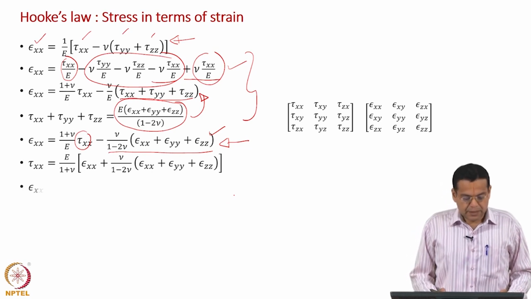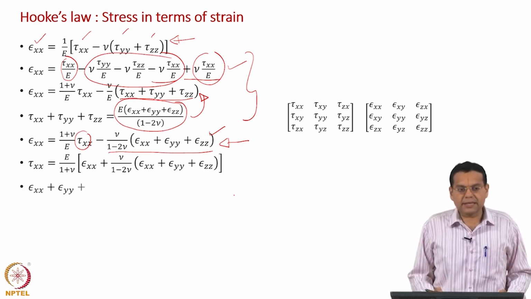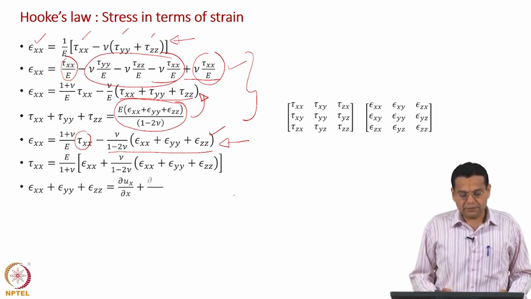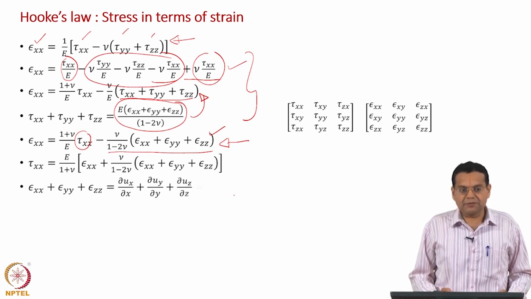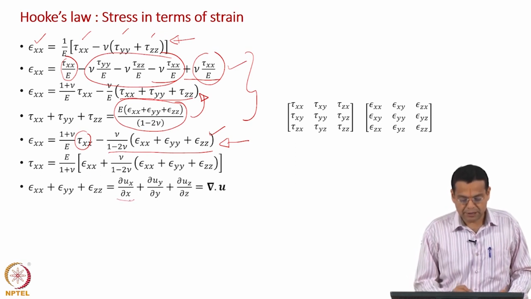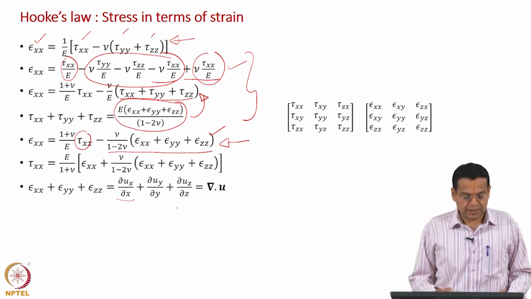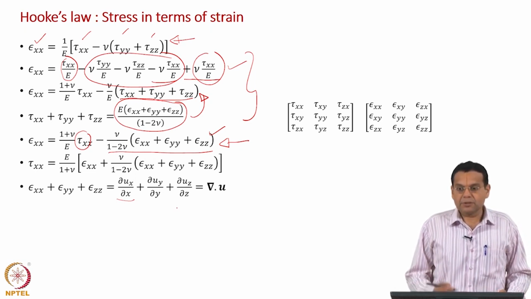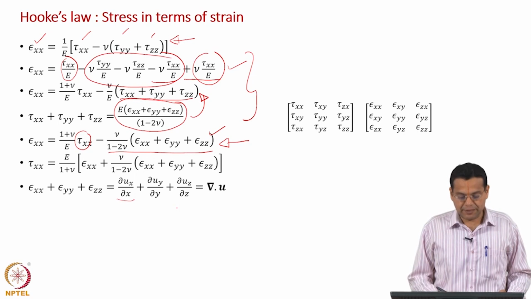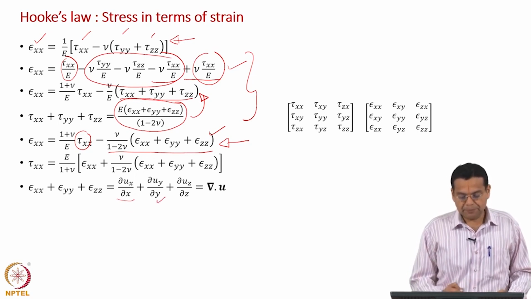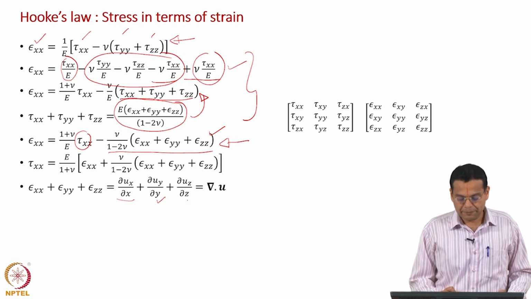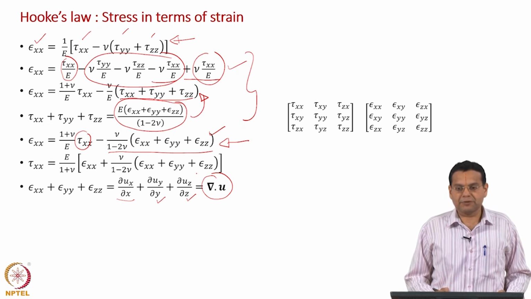Now, this sum of normal strains we can express in terms of the gradients of the displacement field. We can express it as ∂ux/∂x. Remember, we related normal strain to the gradients of the displacement field. So, epsilon xx is ∂ux/∂x, similarly ∂uy/∂y and ∂uz/∂z, which is the divergence of the displacement field.